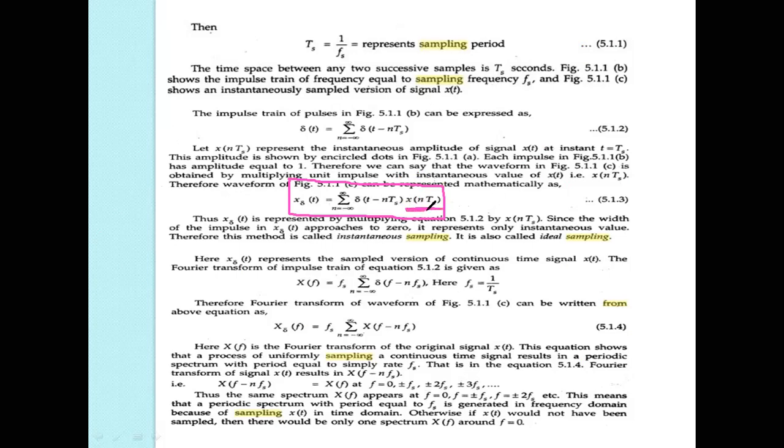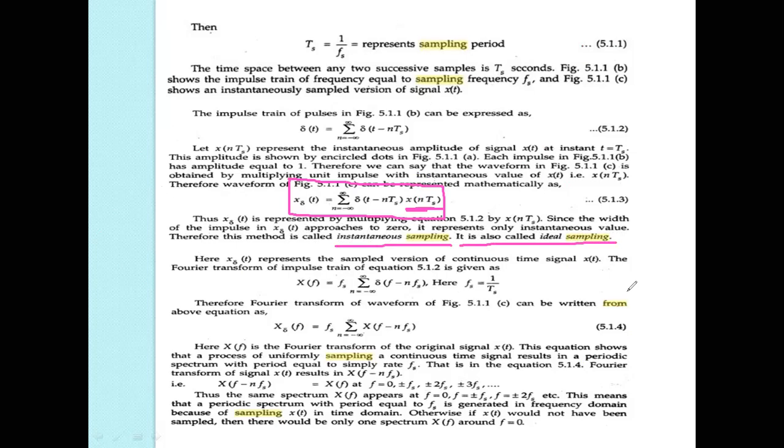Now only I explained x of n into ts. Understood? Thus x delta of t is represented by multiplying the equations by x of n into ts. Since the width of the impulse in delta of t approaches zero, it represents only the instantaneous value. Therefore, this method is called instantaneous sampling. It is also called ideal sampling.